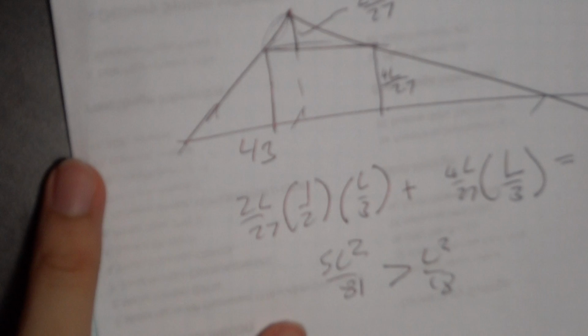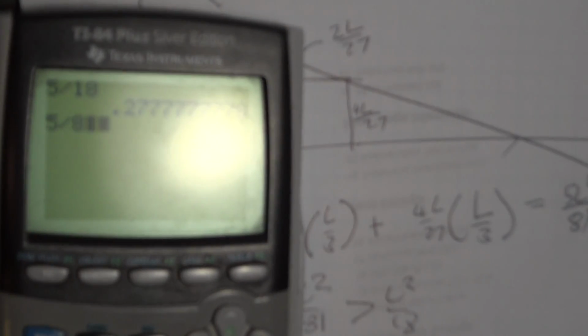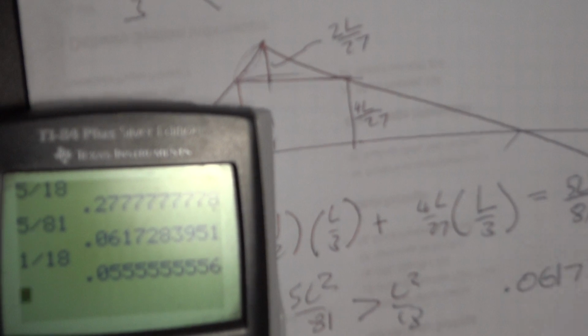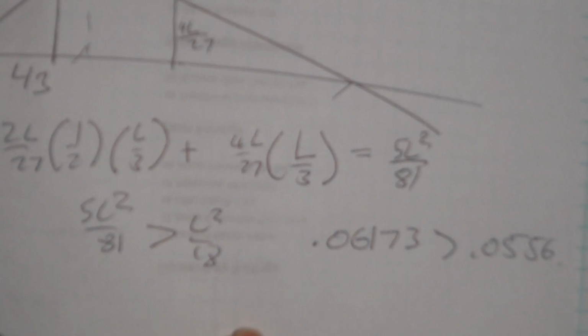If we actually calculate this, we end up getting that 5 on 81 is 0.06173. 1 divided by 18 is 0.0556. So we get that 0.06173 is greater than 0.0556. So basically you want to move this load around until you get the same height across the top.